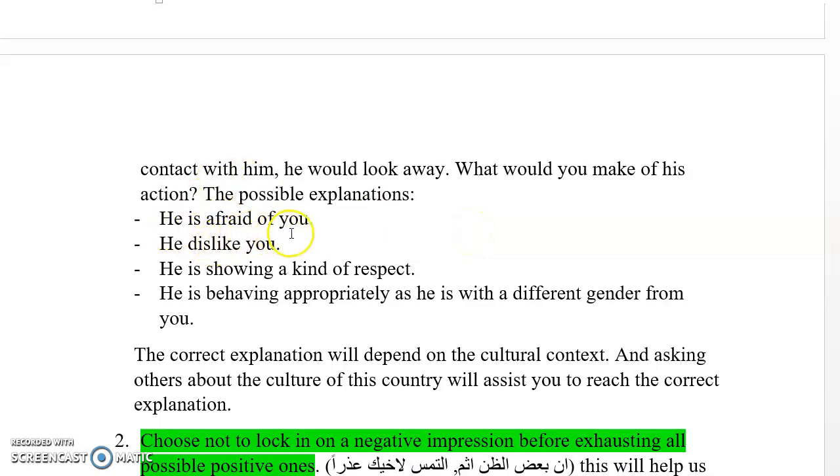Is he afraid of me? Does he dislike me? Is he showing a kind of respect? Is he behaving appropriately because he is of a different gender from me? If I'm a female and he's a male, maybe he feels shy. So I don't have to give direct evaluations. I have to think deeply and brainstorm some explanations for some actions.